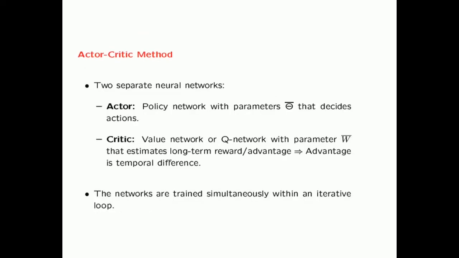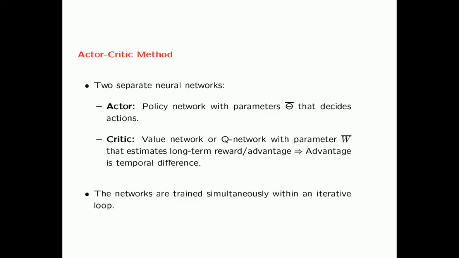You maintain a value network, which is a Q network with parameter W that estimates your long-term reward and advantage. So what you were doing with Monte Carlo simulations, now you are doing with a value network. This is your critic. You call it the critic. The actor is your policy network, which we have already discussed. So you have two separate sets of parameters. You have a policy network with parameters theta that decides the action. You have a value network or a Q network with parameter W that estimates the long-term reward or the advantage. The advantage can be, for example, your temporal difference, or you can just use the Q value. It's up to you. But using the temporal difference has some benefits, as we discussed in the previous slide.